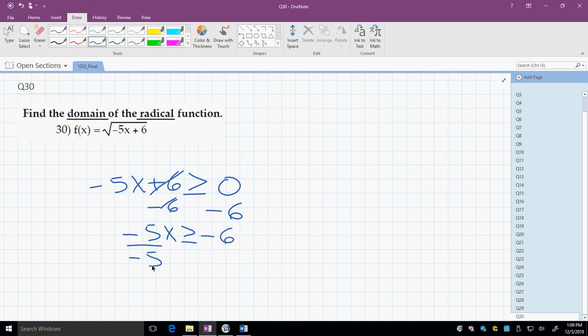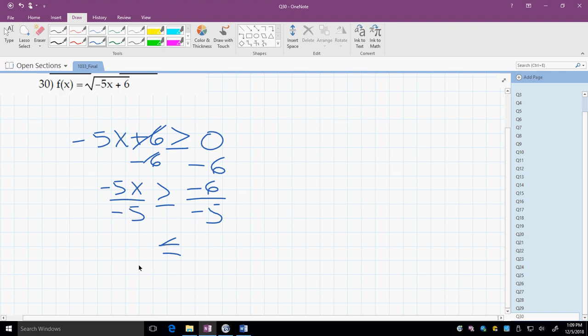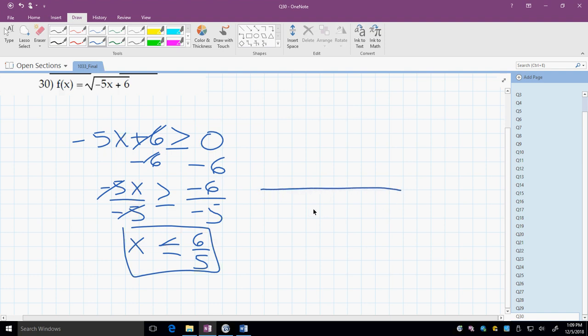We're going to divide by negative 5 on both sides of the inequality sign. When we divide by negative numbers in the inequality, we have to flip the sign. So the 5 cancels. Now we have x is less than or equal to positive 6 over 5. So if you put that in the number line, you can see the answer.